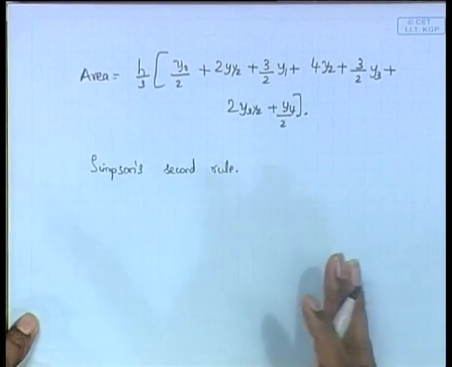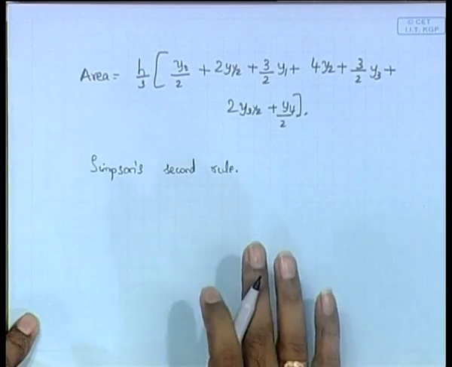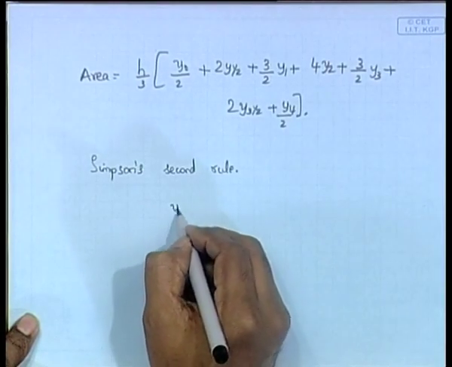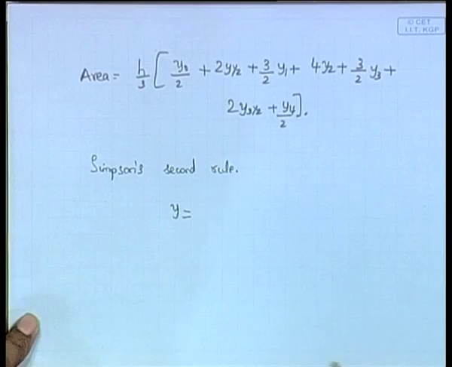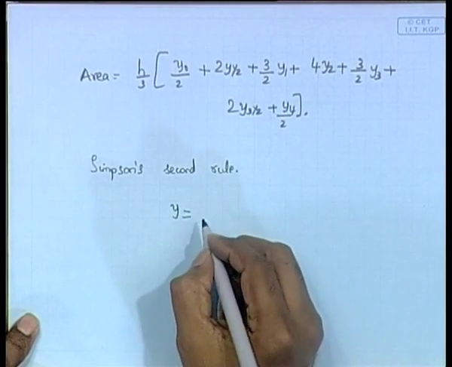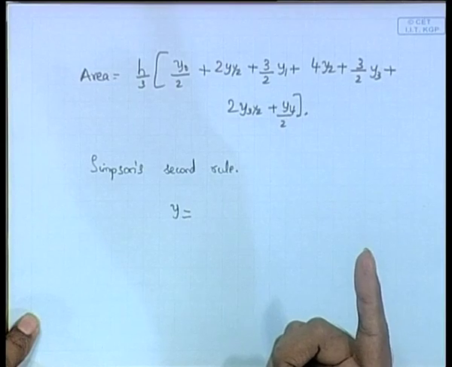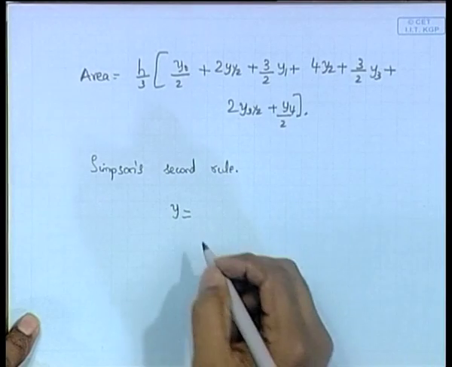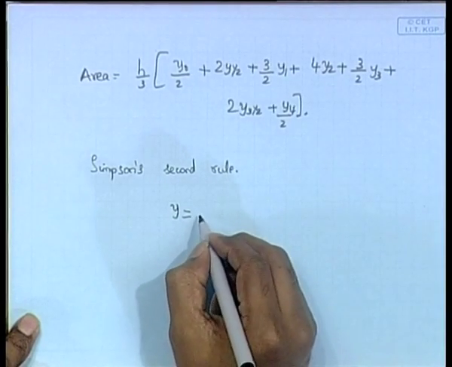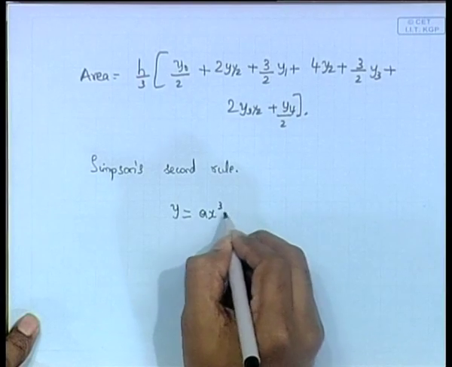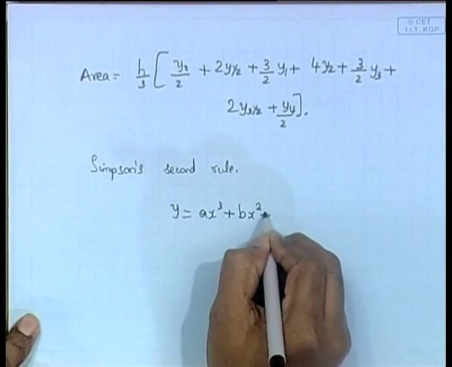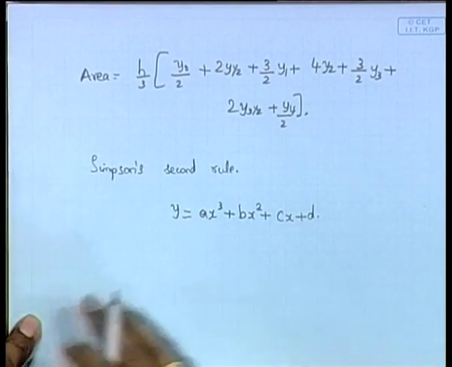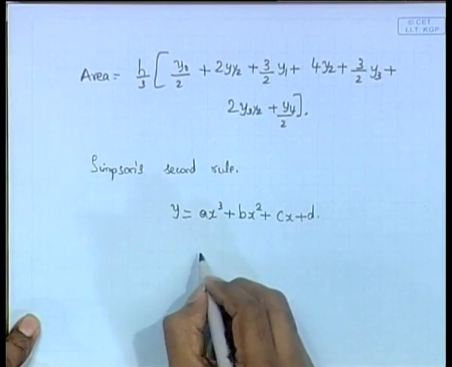Since this is not that important, I won't do the derivation. I will just tell you the method. In this case, you are replacing the curve y equals f of x by a third order polynomial. The other time we used a parabola, a second order polynomial, a quadratic equation. In this case, it becomes something like a x cubed plus b x square plus c x plus d. The derivation is a little long, so we will skip that, and we will just write the result.